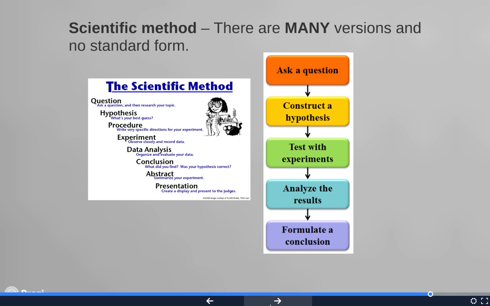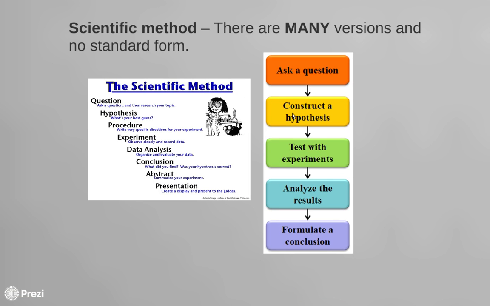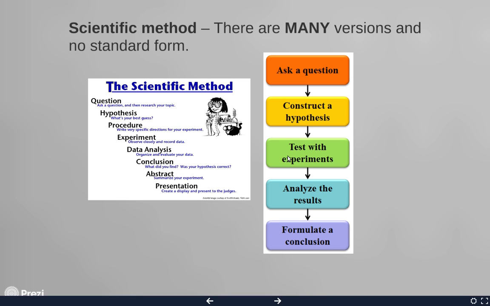There are many different versions of the scientific method and no standard form, and I say that because you can do some of these things in different orders. But generally you ask a question and then you try to come up with an answer for that question based on what you're looking at, your observations, and then you try to test it. Remember, the hypothesis has to be testable. And after you do the experiment, you analyze what you got and you form a conclusion. Was my hypothesis correct or not? I may have to go back and redo all of this.